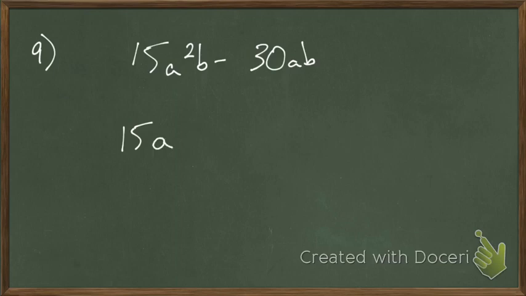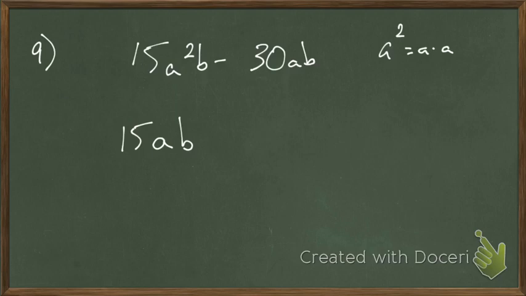The answer is 1. They both have at least a factor of a, right? They don't have to both have an a squared, because I can rewrite a squared as a times a, correct? So they both have at least one factor of a. Do they both have a factor of b? Yes. So I can divide both terms by 15ab.